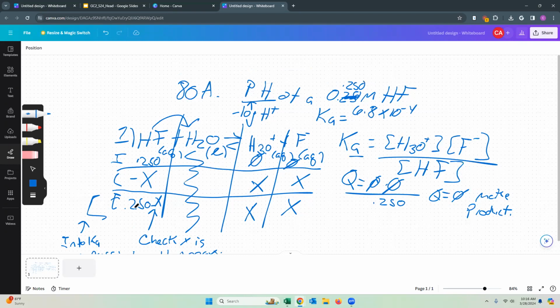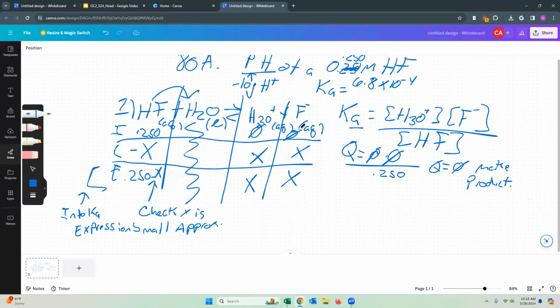So our concentration is 0.250 and our Ka is 6.8 times 10 to the minus 4. Remember, for this approximation, take your K, 6.8 times 10 to the minus 4, multiply by 100, which is 6.8 times 10 to the minus 2, or 0.068. You're asking, is my initial concentration still bigger than this number? 0.250 is bigger than 0.068. So remember, what that means is that at equilibrium, I can ignore the minus or the plus X. All right, so this is valid.